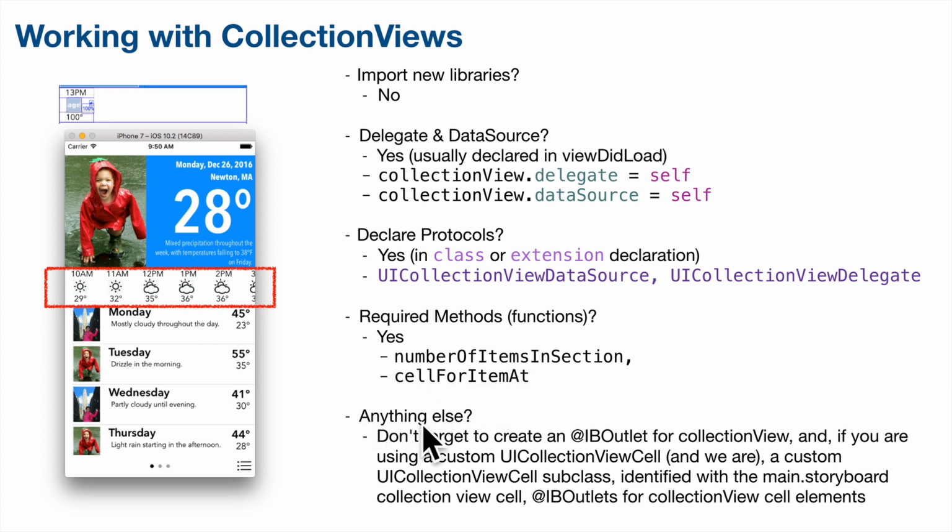Now, what else do we need to do? Well, we need to create an IBOutlet for the collection view, just like we have an IBOutlet for the table view. And if you create a custom UICollectionViewCell, which we are, we'll create a subclass of UICollectionViewCell, just like we did with a custom UITableViewCell. And we'll set this file as the identity of the collection view cell on the main storyboard. Then we'll add the IBOutlets in this cell to the subclass file, and we'll code it up with a property observer pretty much the same way we did with a table view cell.